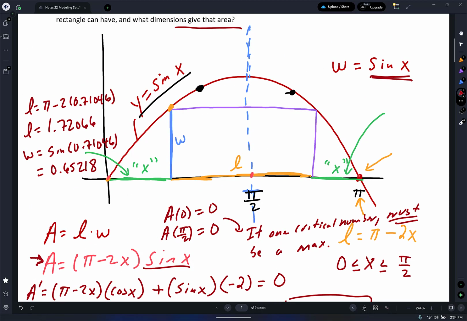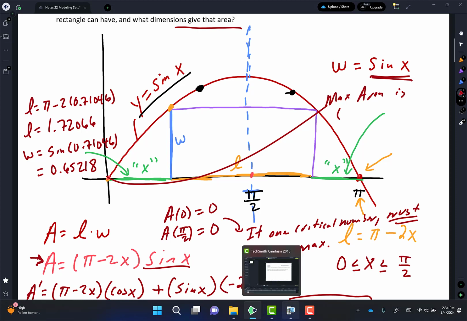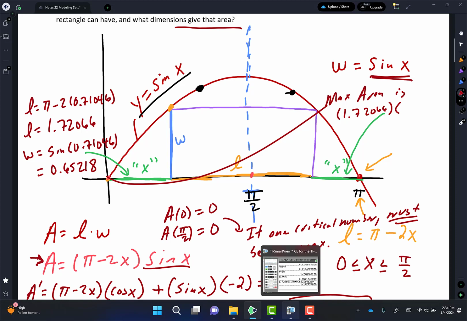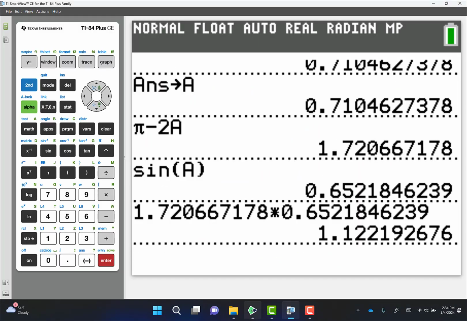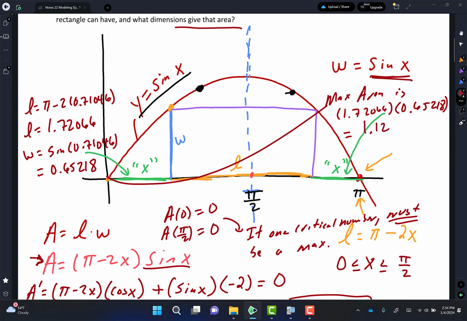Sorry guys. Max area is, I took this number, 1.72066, and I multiplied it by 0.65218, which equals 1.122. How many digits after the decimal? Always 3. Don't round until the very end, or truncate until the very end.